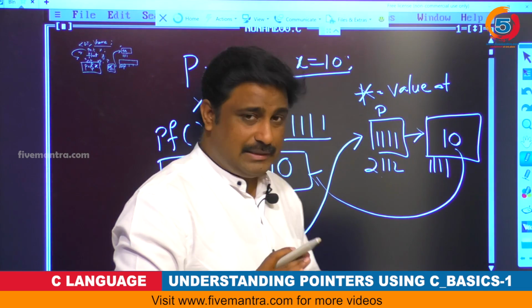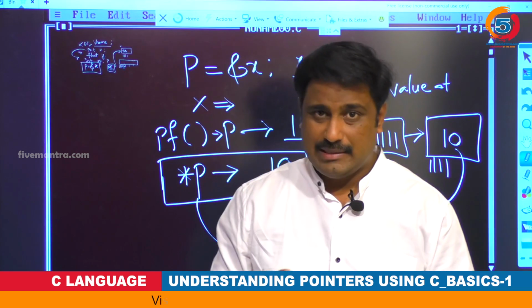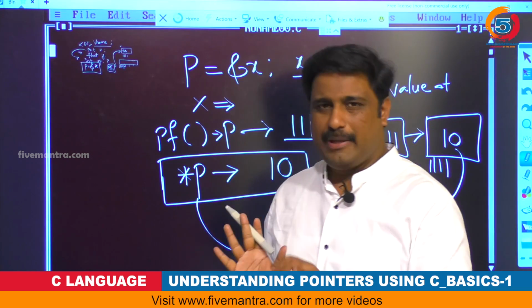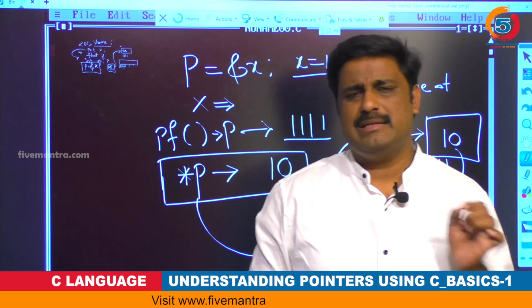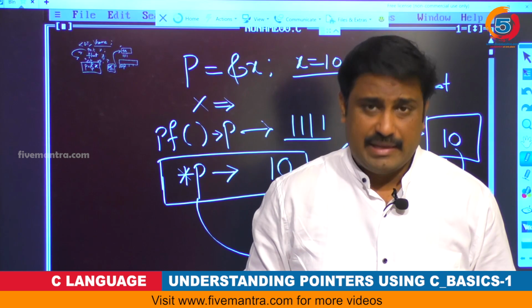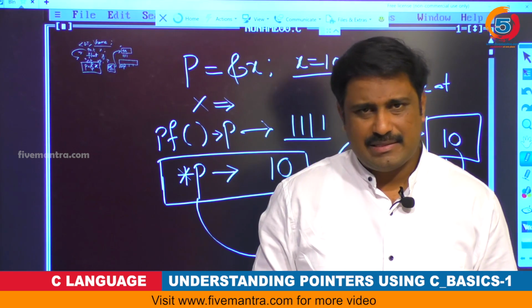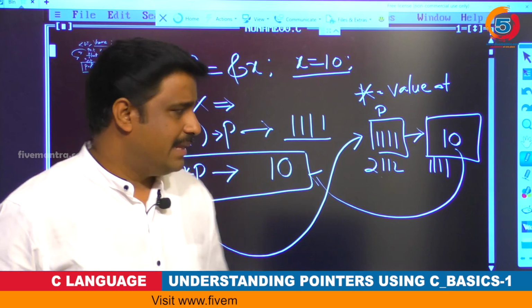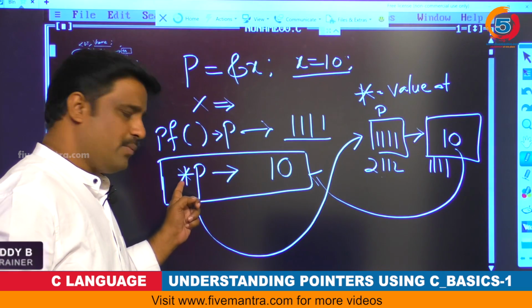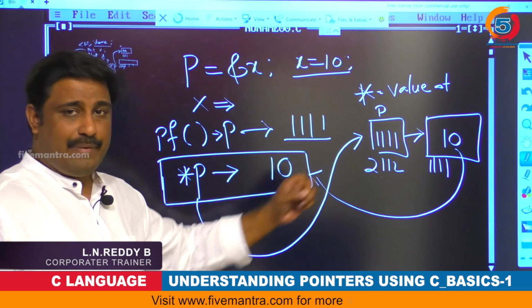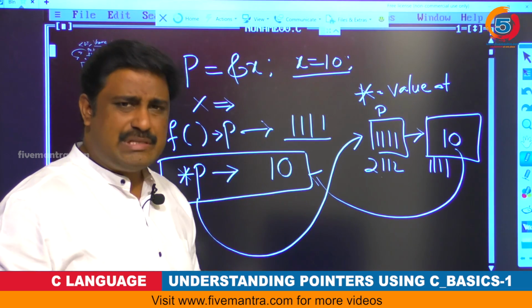Just to follow the things, by concluding this topic, what we can say is: what is a pointer? A pointer is a variable which holds the address of some variable, right? What is the use of this? It is the indirection operation. Indirection operation means this operator we call the indirection operator, and with the help of that we are accessing the values.